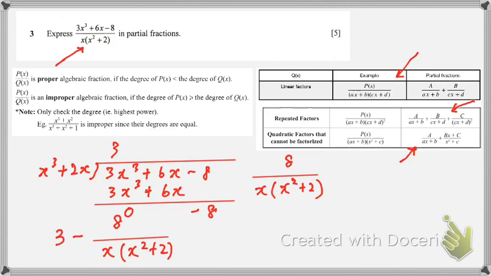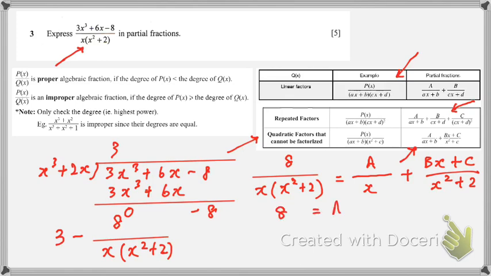And the next step is simply, we note that this is a case of quadratic factors that cannot be factorized. So we'll let it be equal to A over x plus (Bx plus C) over x squared plus 2. And multiply both sides by x and (x squared plus 2), we get 8 equals A(x squared plus 2) plus x(Bx plus C).